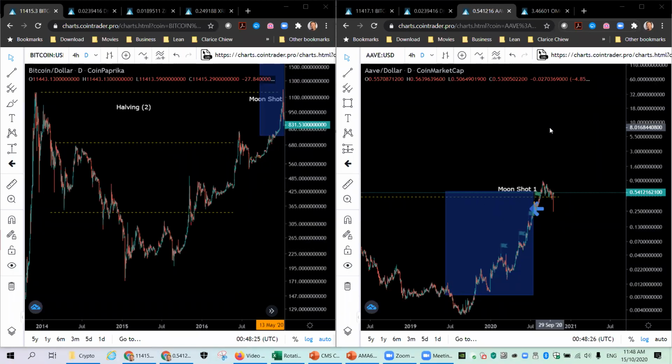My AAVE allocation is, let me see, more than 20%, I think 25% maybe. It's not that high, it's not 50%. That is because I hold about 6 coins. So yeah, it's about 20-25% around there.